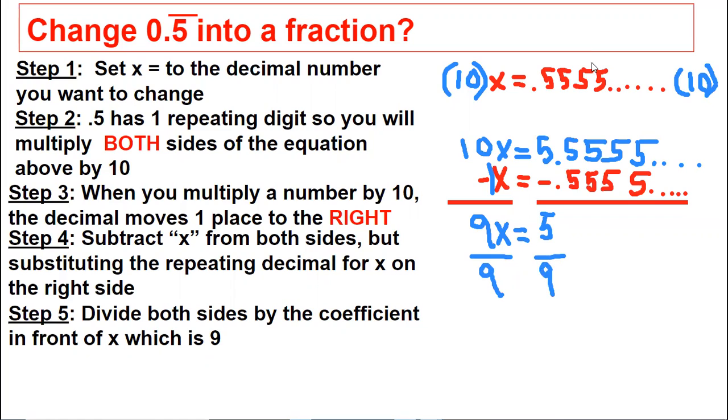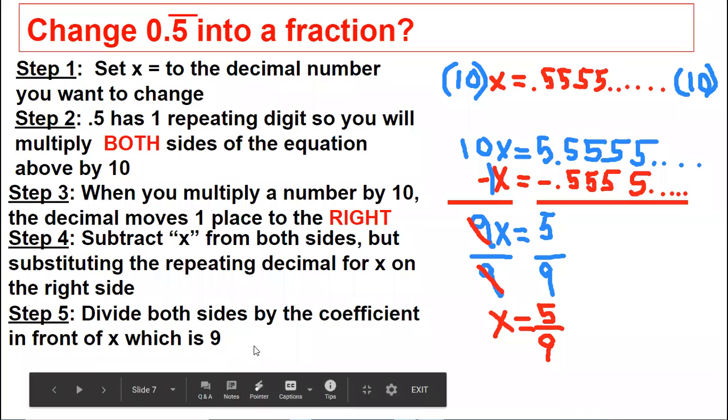So now I can cancel out my 9s, and I'll be left with just x equals 5 9ths. Now remember, the goal of this lesson is to get my repeating, non-terminating, rational decimal number equal to a fraction. So I have just made 0.5 repeating into a fraction.